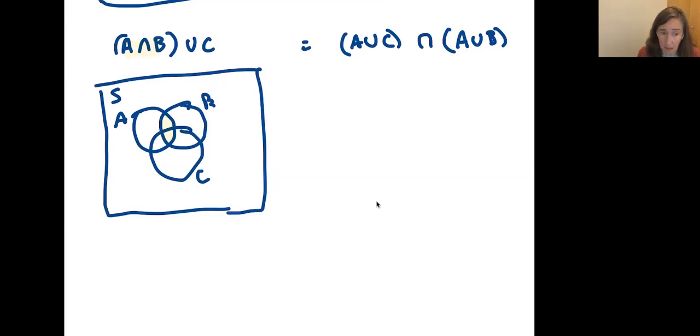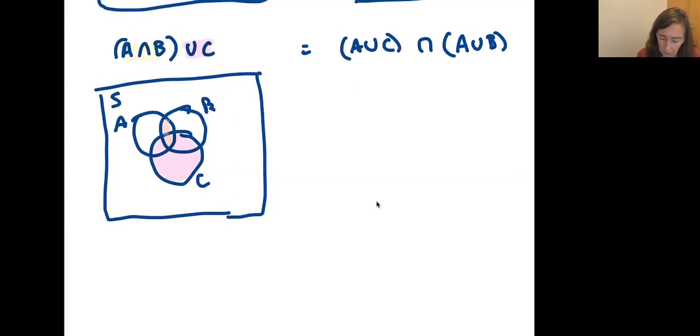And then I want to take the union of that with C. Okay, so just as I did before, here's all my C, and the union says it can be either in C or in A intersect B. So I get this circle with kind of a tail on it here.